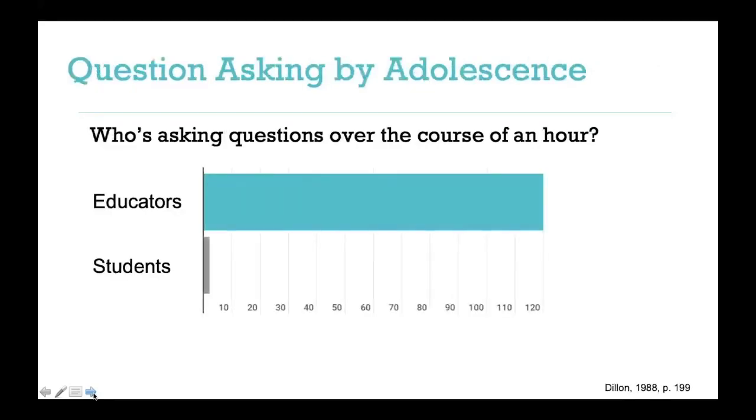And yet, by the time they're adolescents, who's asking questions in the classroom? Research has found that educators are asking about 2 questions per minute, and students only about 2 questions per hour. And not only are there disparities between the amount of questions educators are asking compared to students, the research has also found that higher achieving students ask more questions than moderate and lower achieving students, and students from higher income backgrounds and families ask more questions than students from moderate and lower income families. So disparities and differences between educators and students, but also between different students as well.